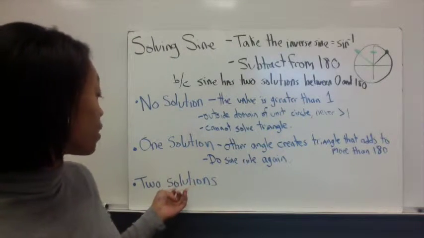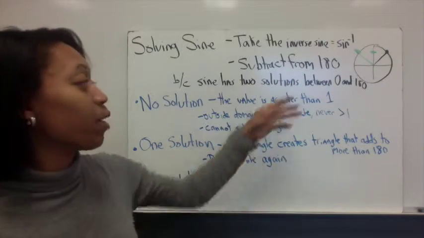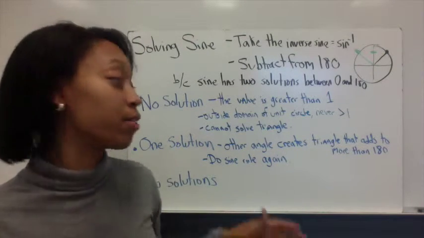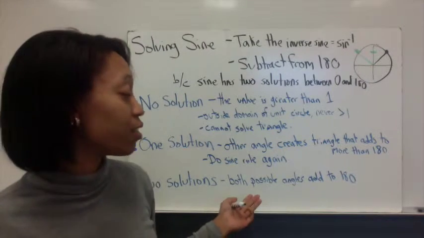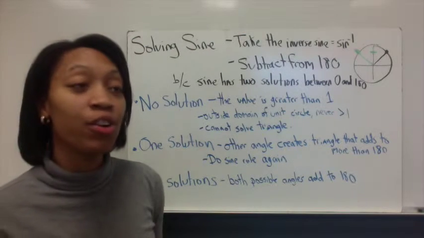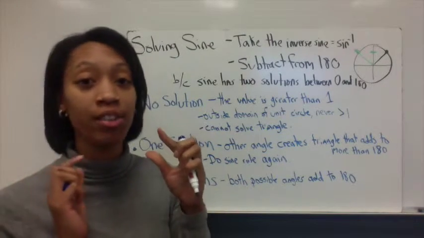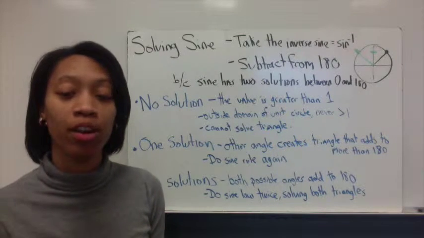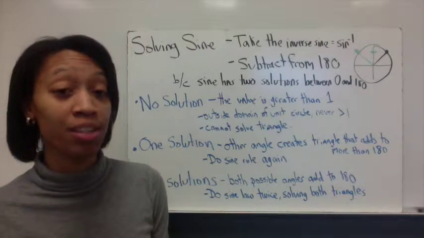Now sometimes both solutions will work. You're going to subtract from 180, find the other solution. Both solutions can make triangles that add to 180 degrees, so you have two solutions that work. If that's the case, then you're going to have to solve each of the triangles. So do the sine rule twice, solving both triangles. All right, now let's go back and look at example 2 to see what's happened.